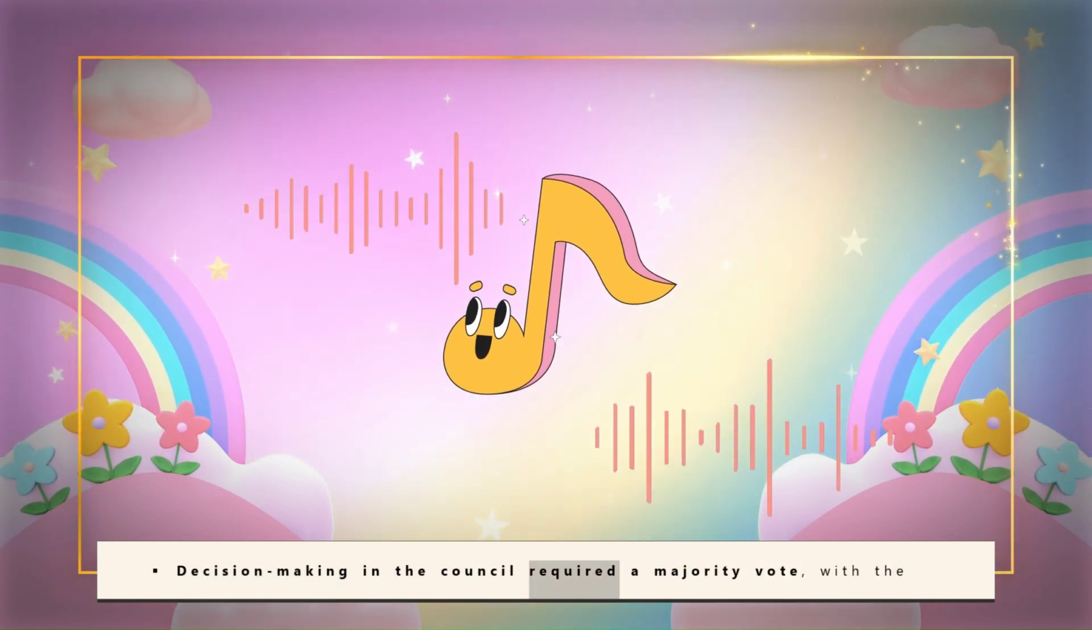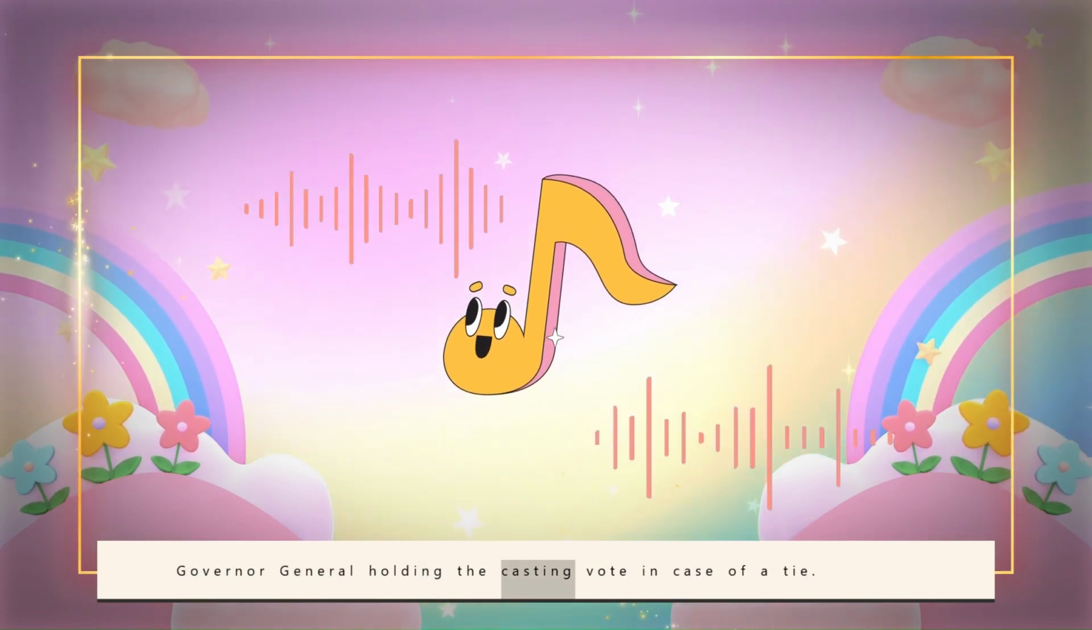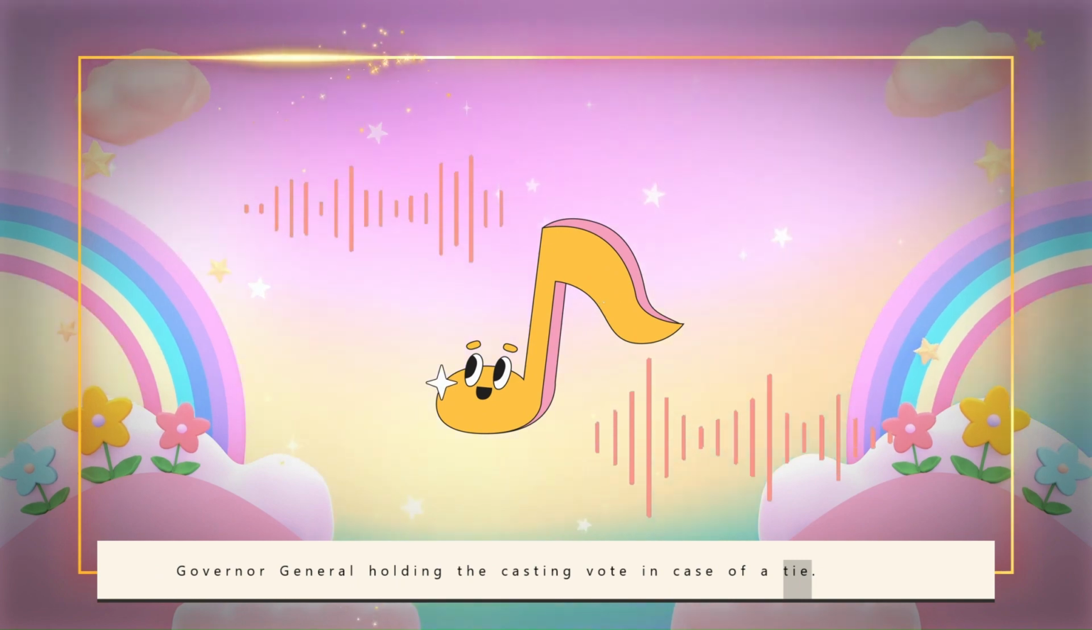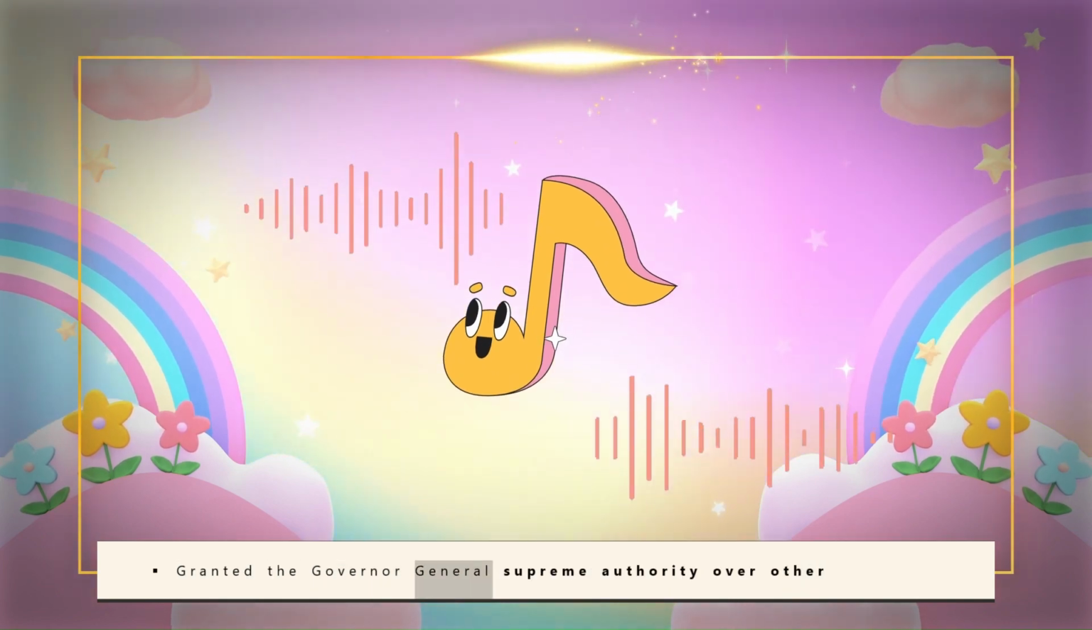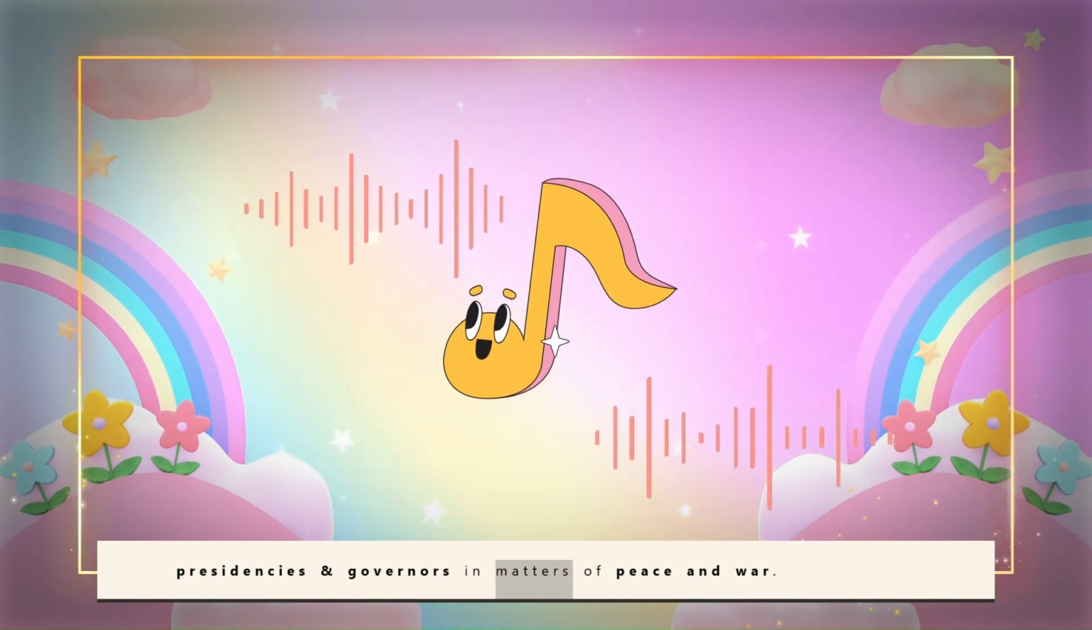Decision-making in the Council required a majority vote, with the Governor-General holding the casting vote in case of a tie. Granted the Governor-General supreme authority over other presidencies and governors in matters of peace and war.